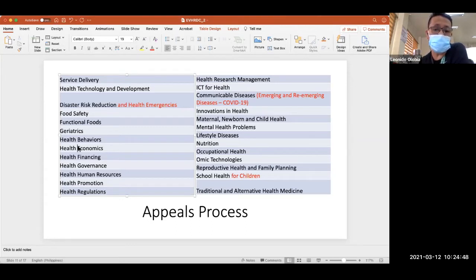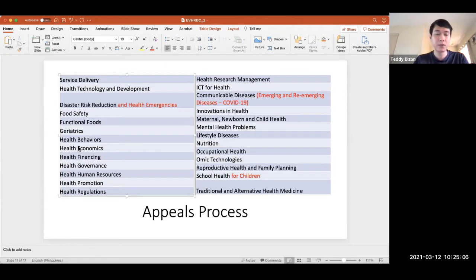So doon pumapasok na rin yung universal healthcare kung ilagay natin sa health system. So under doon papasok na yung health governance, health regulations, health financing because these are components or building blocks of the universal healthcare.